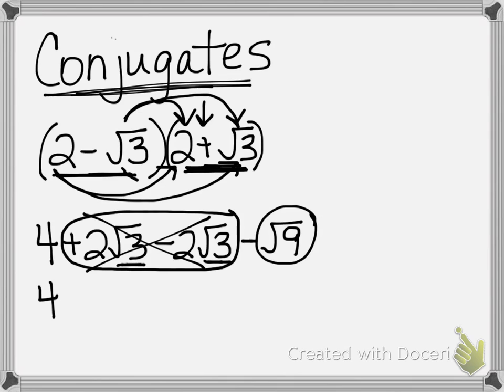They cancel out. And then we'll drop down the minus sign, and then we're going to simplify the square root of 9, and we're going to call that 3. And then we're going to do this math. 4 minus 3 is 1.